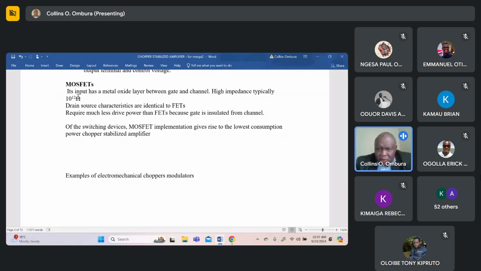for those of you who have forgotten, maybe it looks something like this. But there are various ways of drawing it. So this gap normally shows the metal oxide silicon layer. So the input impedance Ri is approximately 10 to the power 12 ohms.